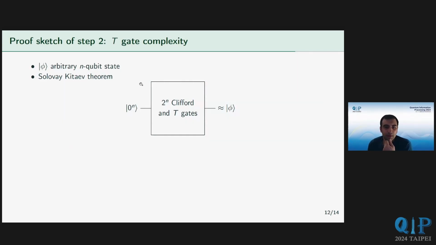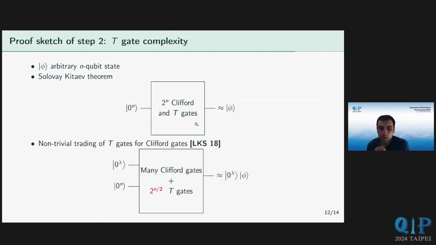The second step is preparing some random state with T-gates. And if you just apply the Solovay-Kitaev, you can show that you can prepare some random state with 2 to the n Clifford and T-gates, but this is not enough for our result. We found a very interesting and non-trivial result that shows that in the first picture, you can trade some of the T-gates for Clifford gates. So you reduce the number of T-gates dramatically to 2 to the n over 2, but you might increase the number of Clifford gates, and we don't care about the number of Clifford gates in our proof.